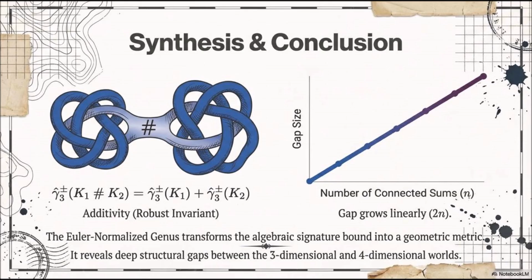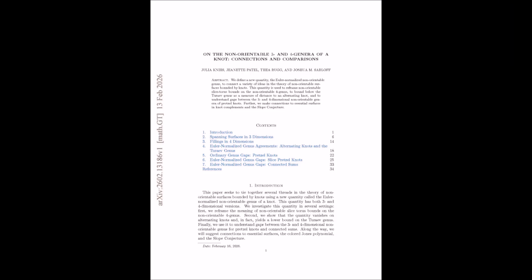Then we have section 4.3, an example with the torus knot T(4,3). Proposition 4.5 gives all the numbers. The ordinary genera differ. The 3D genus is 2, but the 4D genus equals 1. So there's a gap in the ordinary genus. But the normalized genera are the same in 3D and 4D, both equal to 2. The Turaev genus is 1.